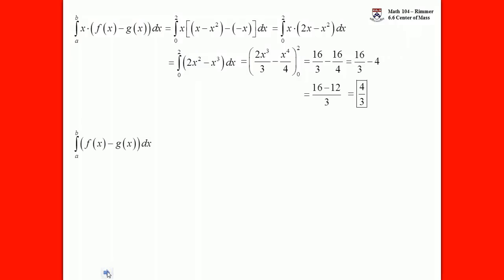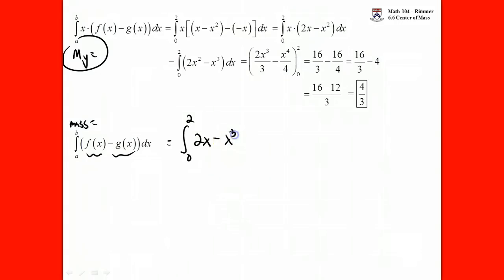All right, how about this other one, the denominator? f minus g. This is the mass. The other one is the moment about the y-axis that we just found. Now let's go find the mass. Same limits, same subtraction of f and g, so let's use the simplified version of it, just no x this time. That's all. So we get x squared. The 2 cancels with the division by 2. x fourth over 4, and we're going from 0 to 2.